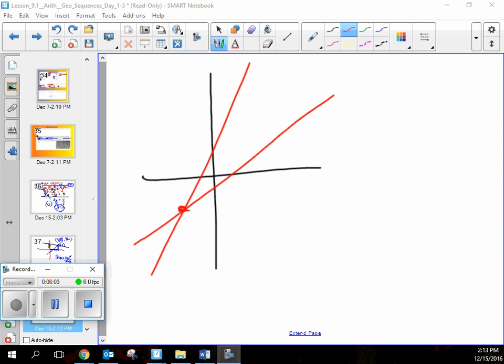Now, remember, it's left, right, and then up, down. So to get here, you're going to go left, right, some distance. You have to count it out. And then you're going to go up, down. You do this first and the second. You get those backwards, you get it wrong. You've got to get that straight.